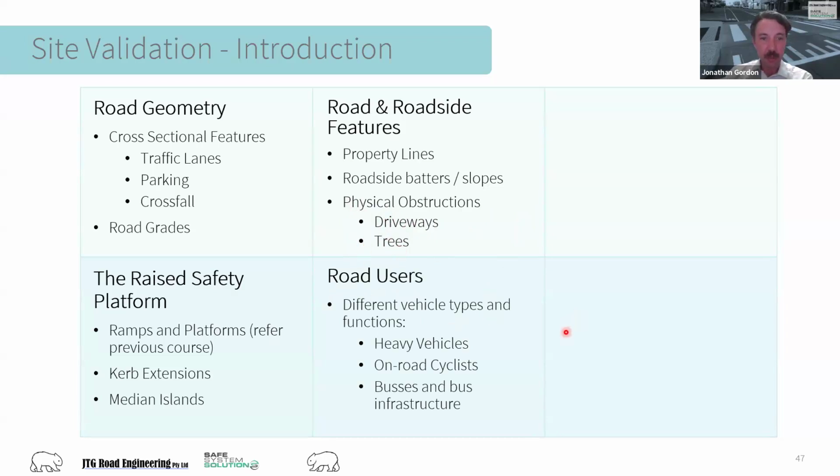We've got road users as well, which we've alluded to. That's things like the presence of heavy vehicles, and are there on-road cyclists, and the buses and bus infrastructure. Like, what does the road need to do apart from the crossing location? And does our crossing complement them, or is there potential interference or clashes between them that we need to consider in design?